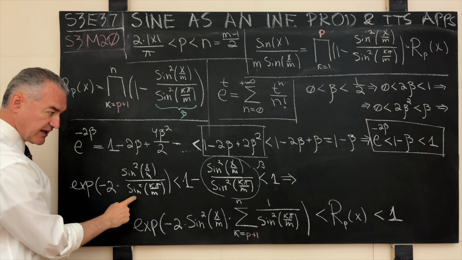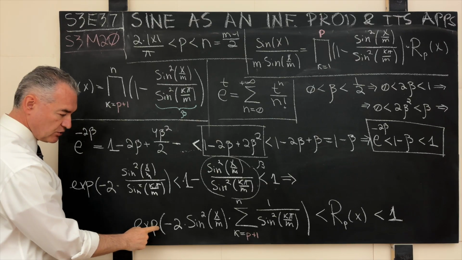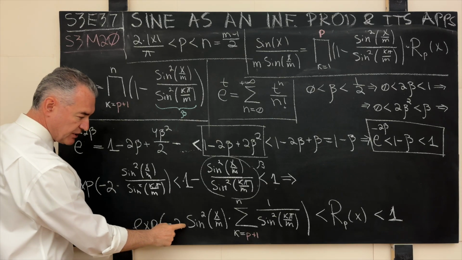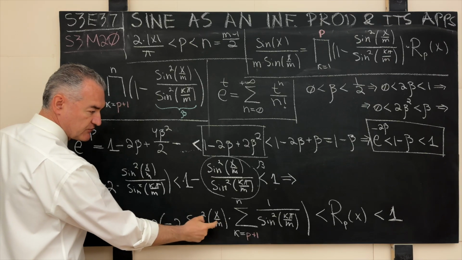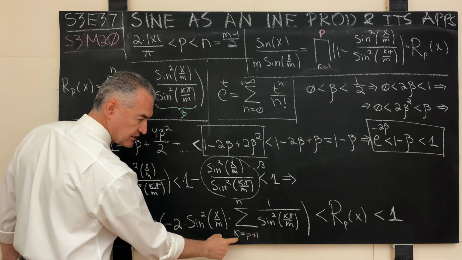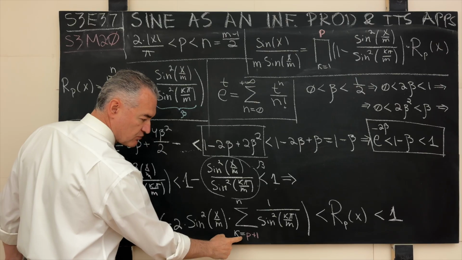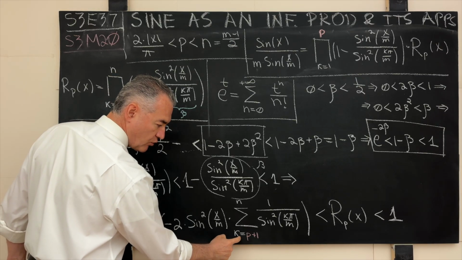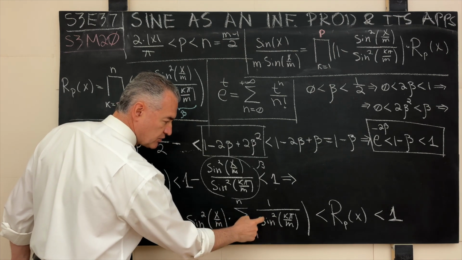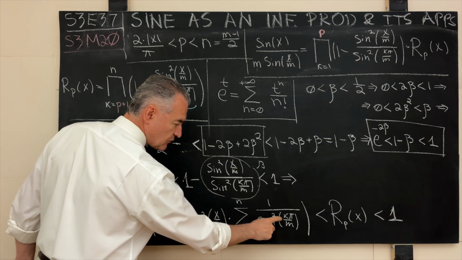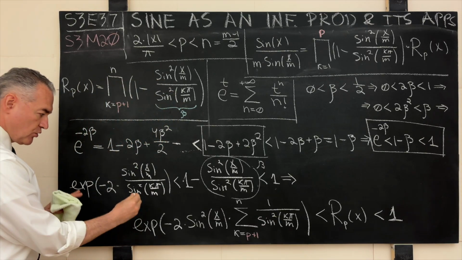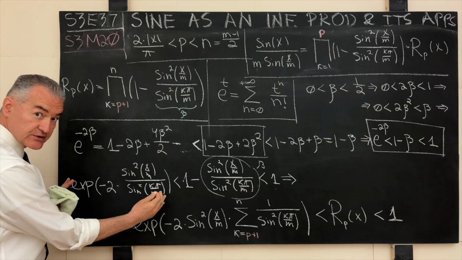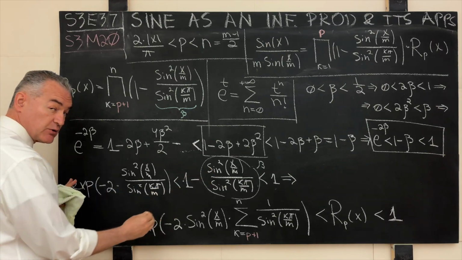So on the left hand side we will have the exponent of what? Minus 2 times sine square x over m. There is no k over here, we can factor it out, but here we have this beautiful sum that runs over the dummy summation variable k, from p plus 1 to n, of 1 over sine square of k pi over m, and this will be on the left side of this chain of multiplications.